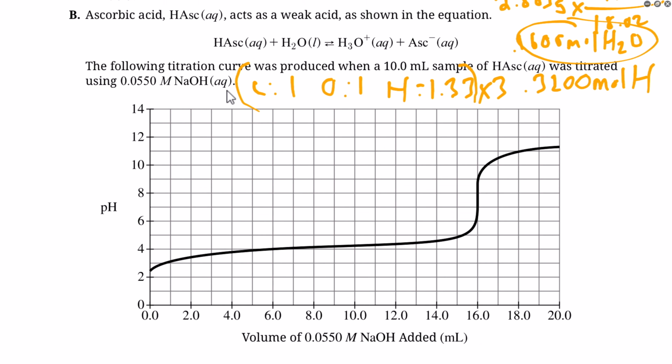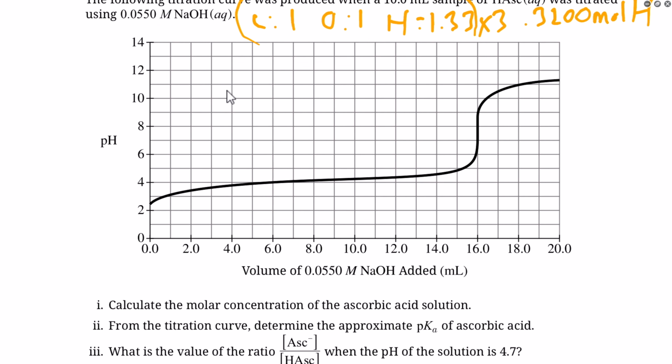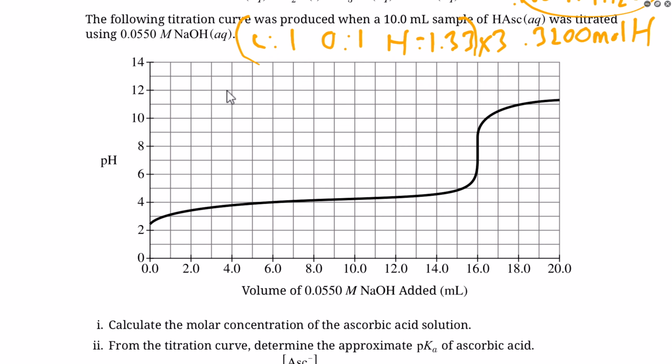So it says here, ascorbic acid acts as a weak acid, as shown in the following equation, and the following titration curve was produced when a 10 milliliter sample of ascorbic acid was titrated using 0.055 molar NaOH. It says to calculate the molar concentration of the ascorbic acid solution. So this is just going to be find the equivalence point and utilize M1V1 equals M2V2 in order to solve for this.